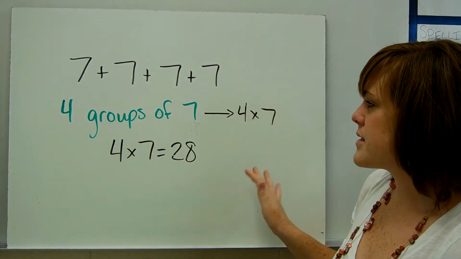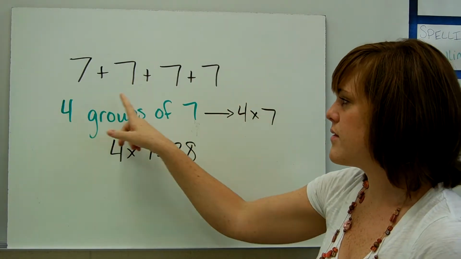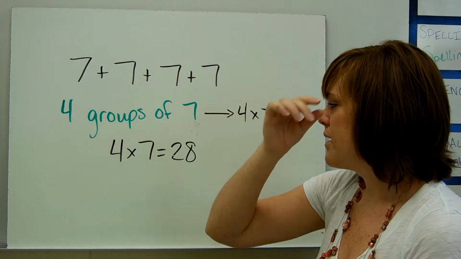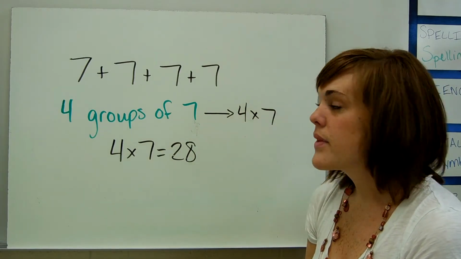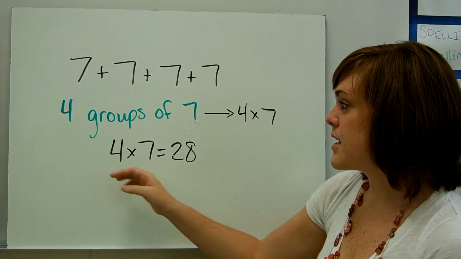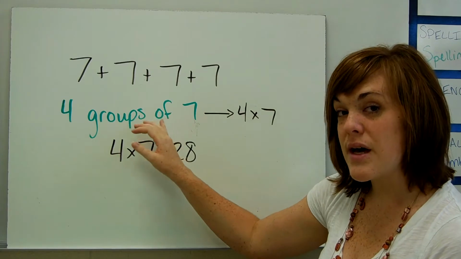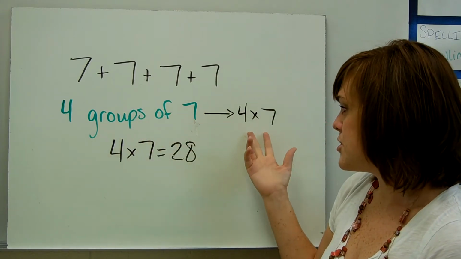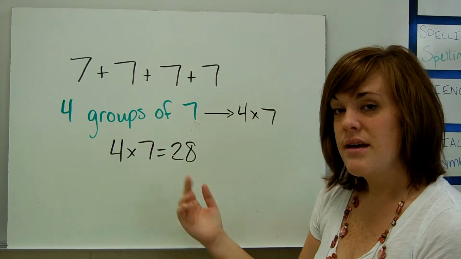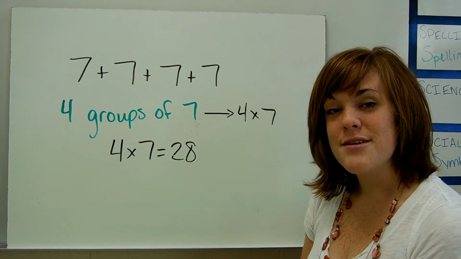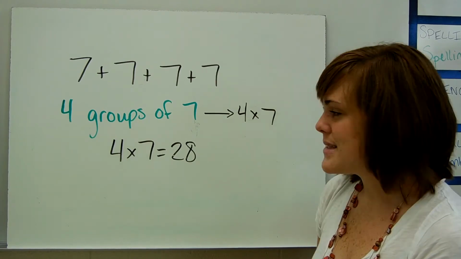Okay, so just another example. We have 4 7s. 7 plus 7 plus 7 plus 7. We could add those together. It would be faster to think of this as 4 groups of 7, which is 4 times 7. And hopefully you have memorized that 4 times 7 is 28.